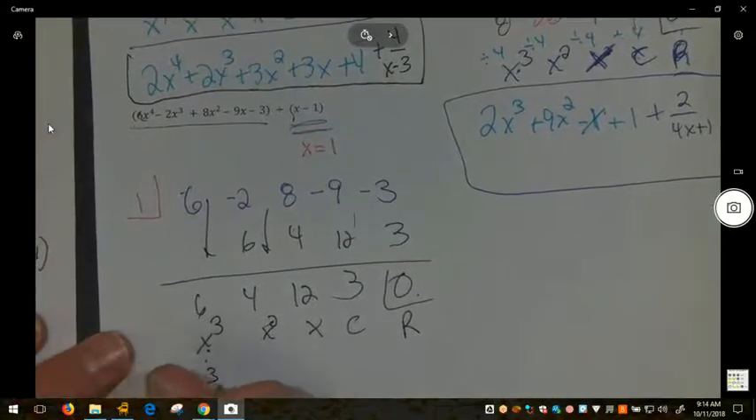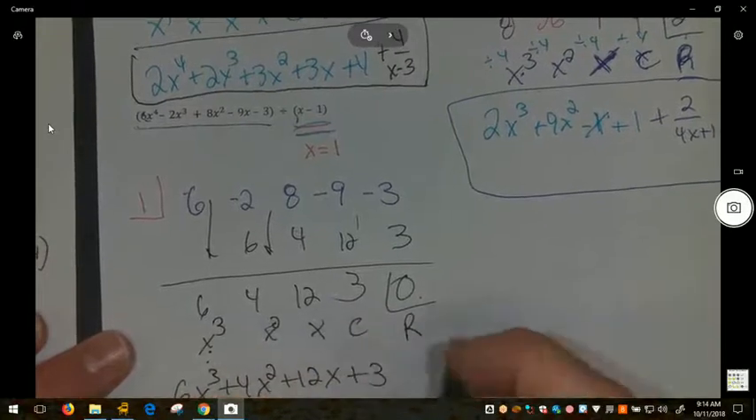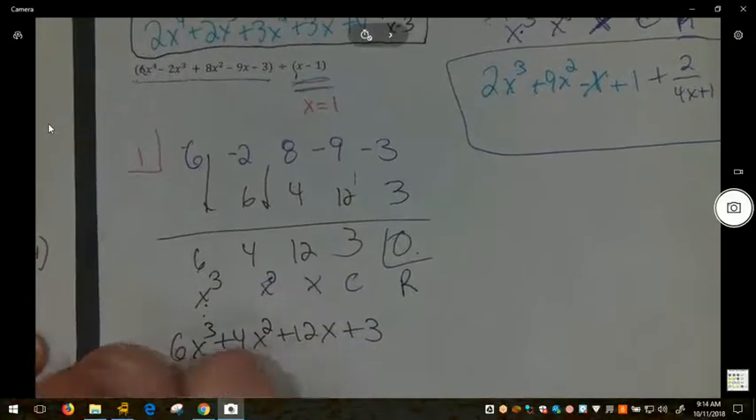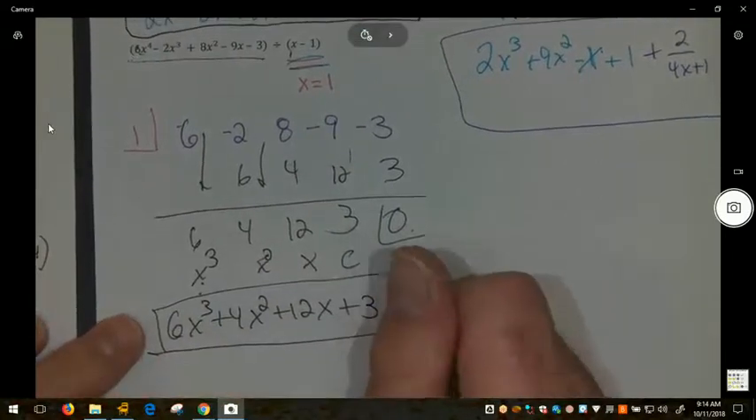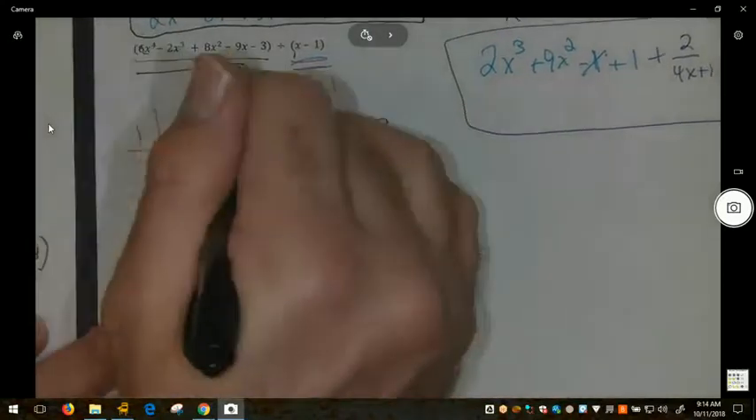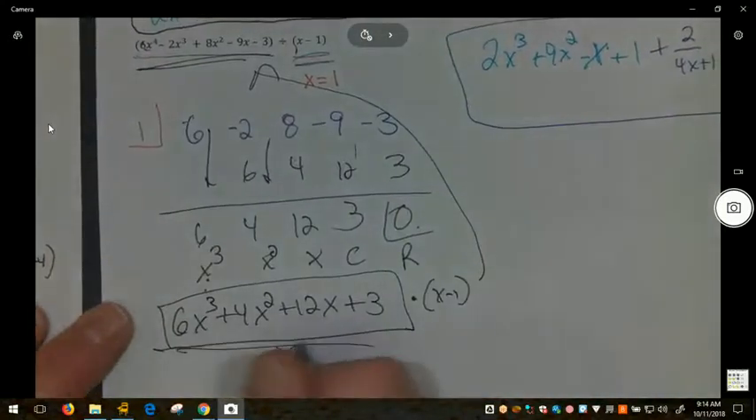This gives me 6x cubed plus 4x squared plus 12x plus 3. I don't have to write anything about a remainder because I don't have a remainder. In other words, that times x minus 1 equals this. But this is our answer right here, this part right here.